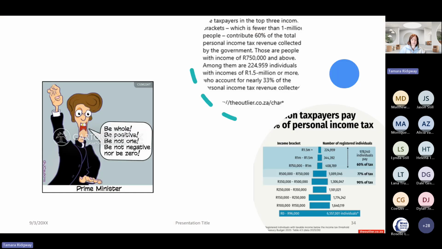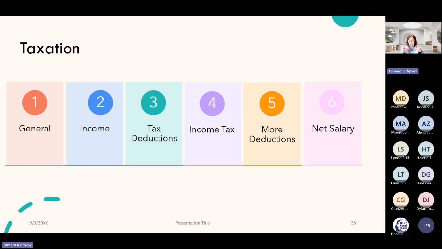Yes, I broke it up into 6, but actually it's in 3 parts. When I was looking how to structure it, I started with the 3, and then I wasn't happy with the 3, and that's why I broke it up further.